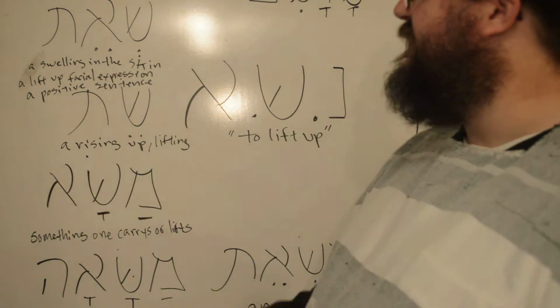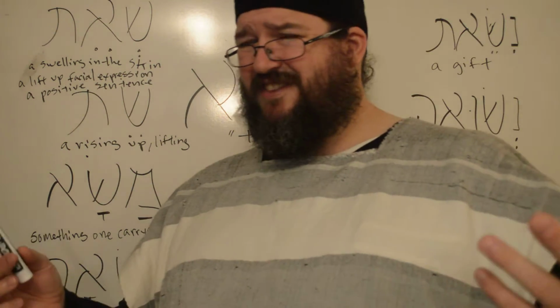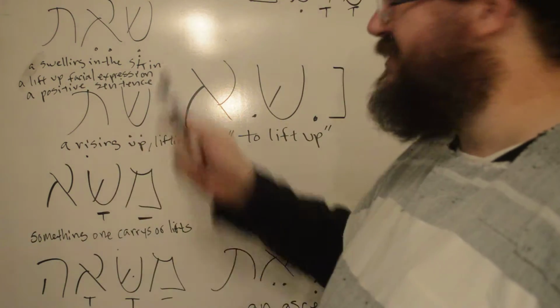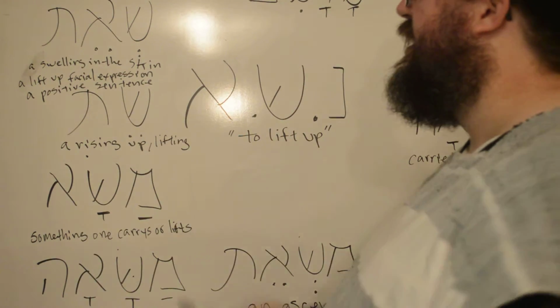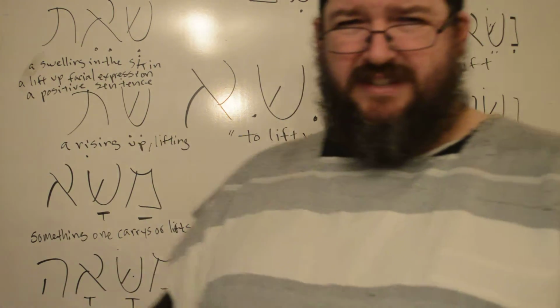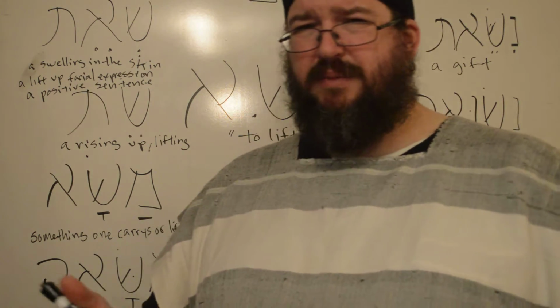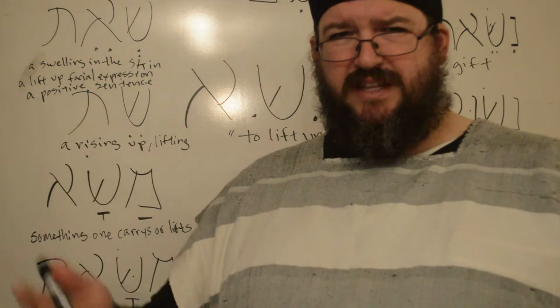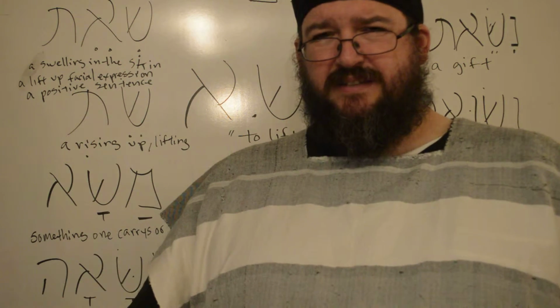Another thing is the lifting up of facial expression. Like when this person's sad and they start to smile, that's also called a sa'et. It's the lifting up of the skin, as you can see, but in a different manner. Another definition for sa'et is a positive sentence. What's a positive sentence? It's something that lifts the person up, and he realizes instead of being convicted, he's been actually found to be innocent. All right.